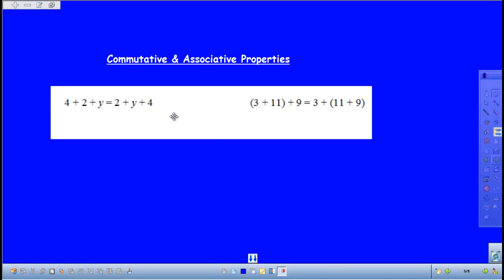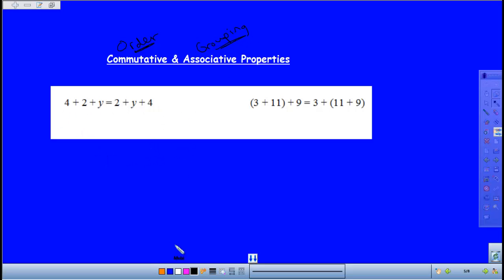Okay, you're going to need to know the difference between the commutative and the associative property. Remember, commutative, we're going to switch the order of numbers if you're multiplying or adding. Associative switches the groups or the grouping of numbers when you're multiplying or adding.